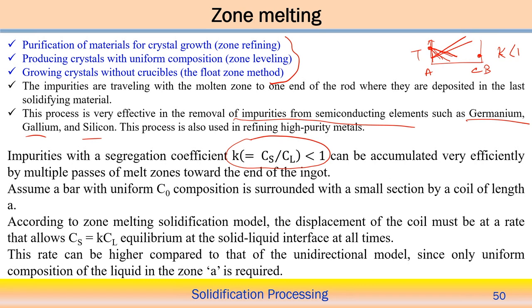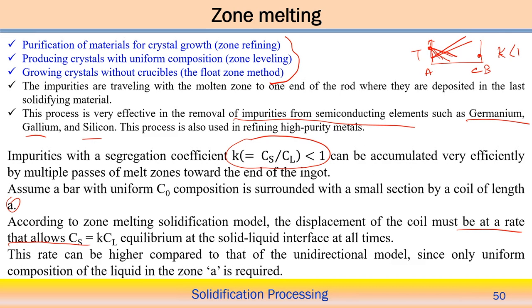Now, if we assume that initially the bar was of uniform composition C0 and it is surrounded by a small section of coil of length A, for example the length of the coil section equal to A, then the coil is basically used for heating the material. Now, in the zone melting solidification model, the displacement of the coil must be at a rate that allows Cs equal to k CL. It means the composition of the solid at this particular temperature is equal to k into CL, so we have a segregation coefficient here, and we can define k in terms of it.